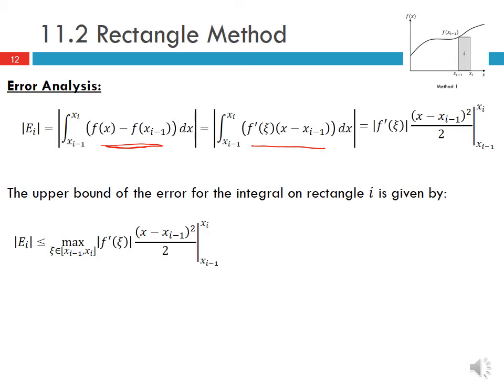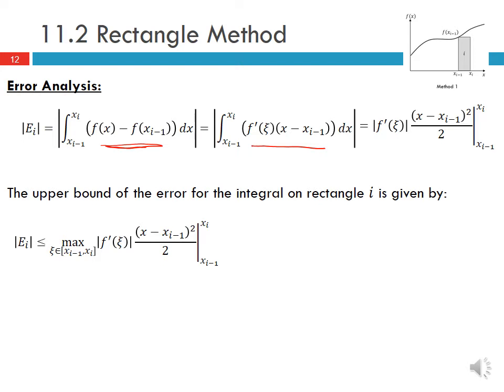If you recall the procedures that we went through in chapter 3 with the Taylor series, the upper bound of the error for the integral on the rectangle I is given by this expression here. The absolute value of E_i, so the error on one interval, is less than or equal to the maximum over c in x_{i-1} to x_i. C can take any value within the interval, and the value that you choose is the one that maximizes the upper bound of the error estimate, times the maximum of the absolute value of f'(c) times (x minus x_{i-1}) squared over 2, evaluated at the end limits of our interval.